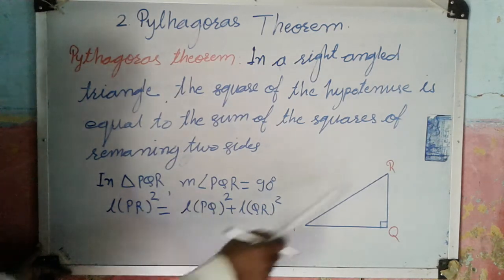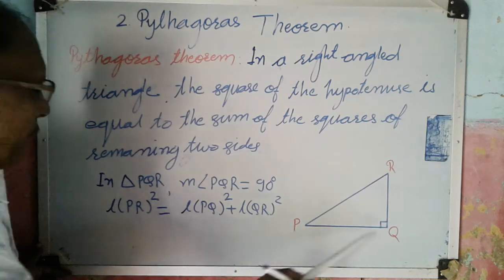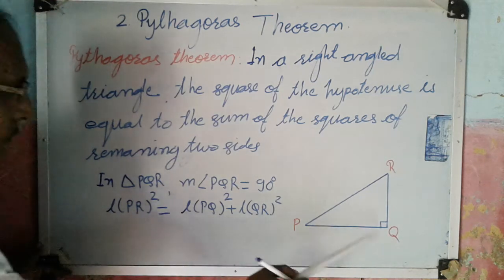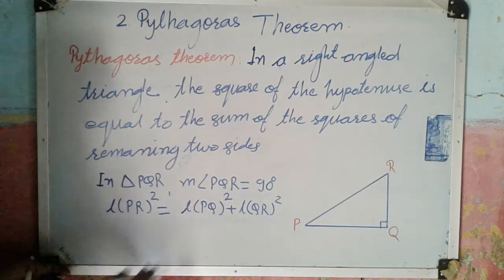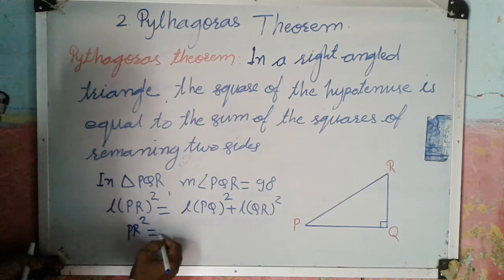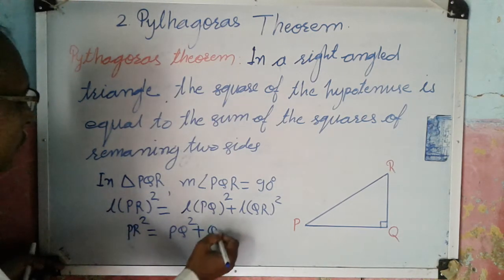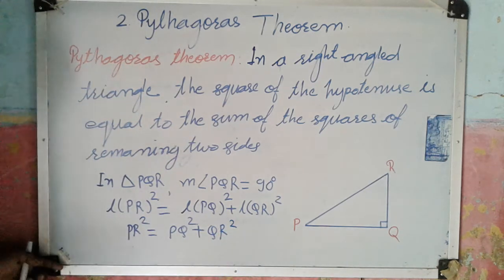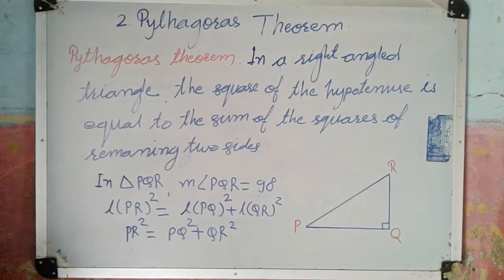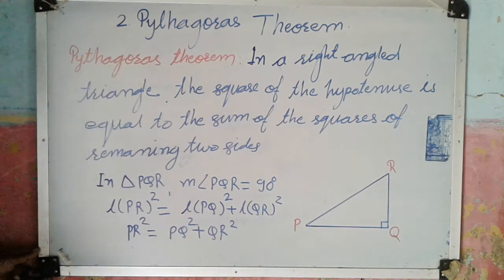That means PR square is equal to PQ square plus QR square. So we can write this as PR square is equal to PQ square plus QR square. So this is the formula of Pythagoras theorem.